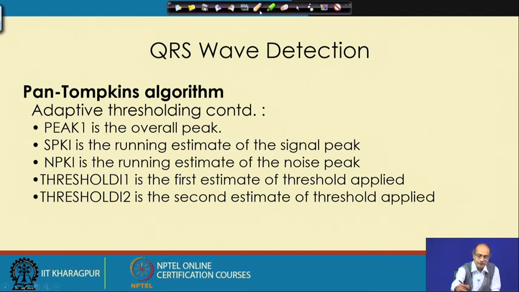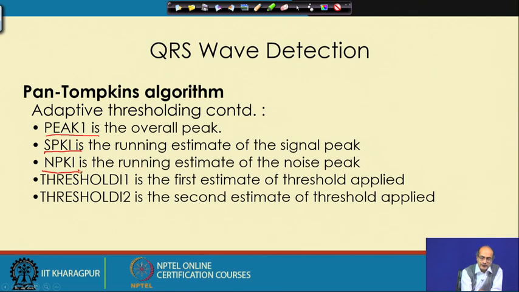We have the peak 1, that is the overall peak. Whenever we get one peak that is above the threshold, the peak of it is taken as PK1, peak 1. Then there are some more steps to find out whether it is a signal peak or a noise peak. If it is a signal peak, then that peak is used to update the running estimate of the signal peak. If it is a noise peak, then that is used to update the running estimate of the noise peak.